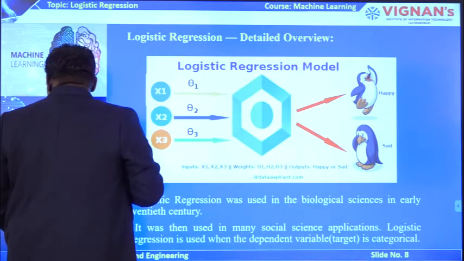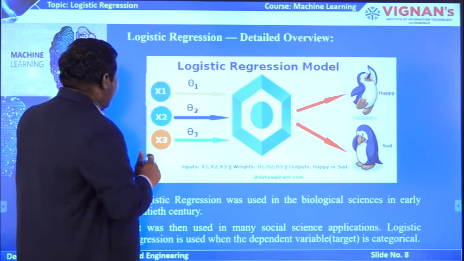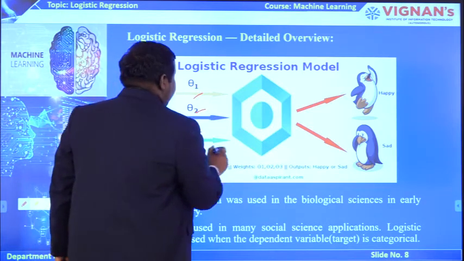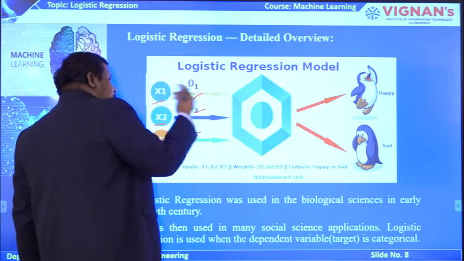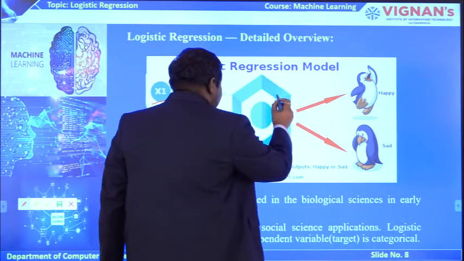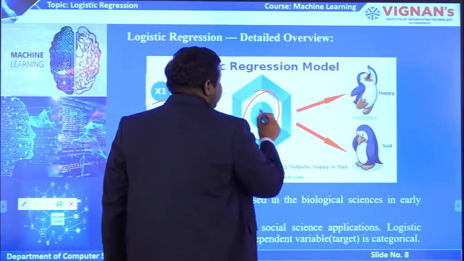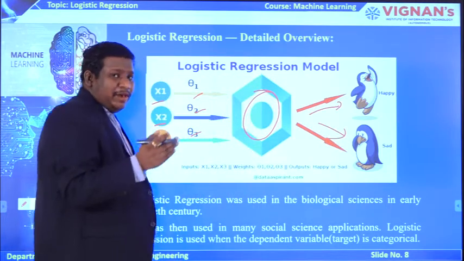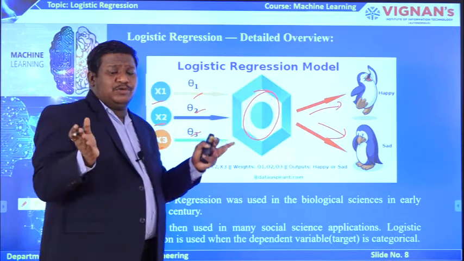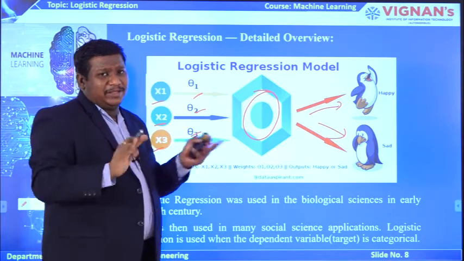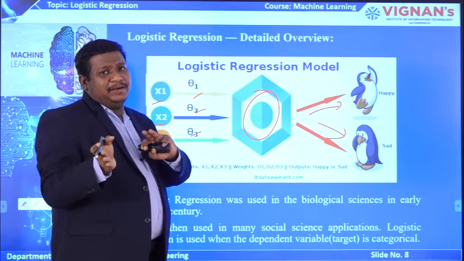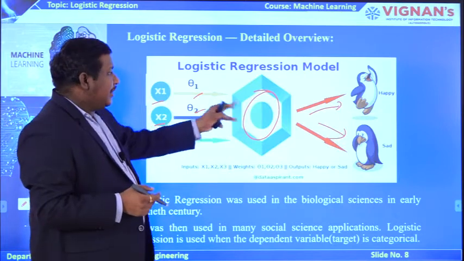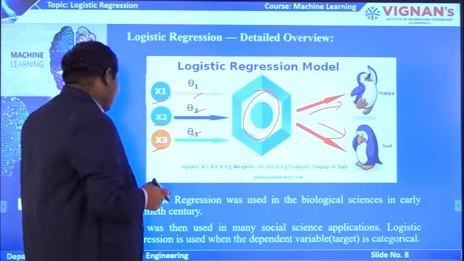See how logistic regression can be understood in a better way. We have x1, x2, x3 as the inputs, and theta 1, theta 2 and theta 3 are the weights we give to this function. All the processing is done in this logistic function model, and we get two outputs, happy or sad. No third value. Why? Because it will give you two outputs, either 1 or 0, A or B, plus or minus, happy or sad, good or bad. Only two outcomes, and either one may be the output of this logistic function.